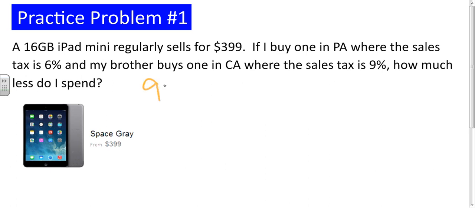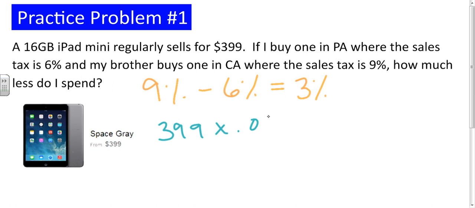Now I could calculate the total price at a 6% sales tax and a total price at the 9% sales tax and then subtract. But really, all I need to do to find the difference here is, well, if my brother's paying 9% and I'm paying 6%, right? The difference there is just 3%. So I'm going to pay 3% less than my brother. So all I do is I find 3% of $399. And 3% of $399 is $11.97.